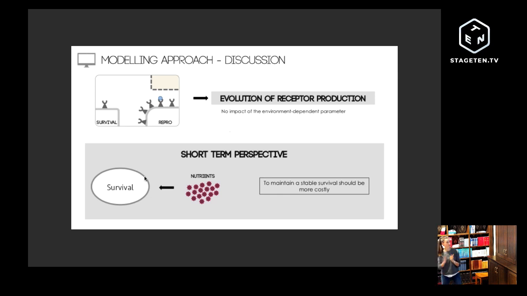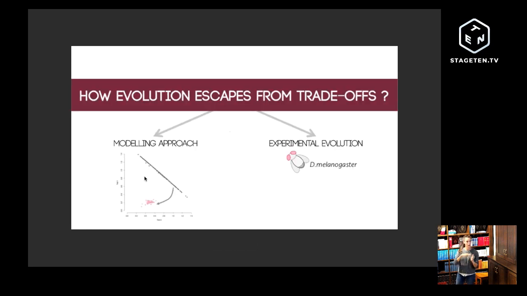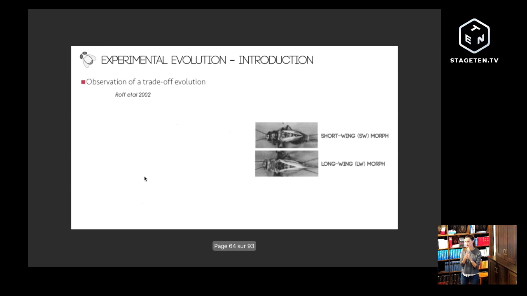So that was my modeling part of the work, and I also studied how evolution can escape from trade-offs in an empirical way in Drosophila melanogaster. Actually, Roff in 2002 observed trade-off evolution in Gryllus firmus, which is a cricket that presents two different morphs naturally. A short-wing morph, where individuals are not able to disperse but can reproduce well, and a long-wing morph, with individuals that can disperse but are not really performant at reproduction.